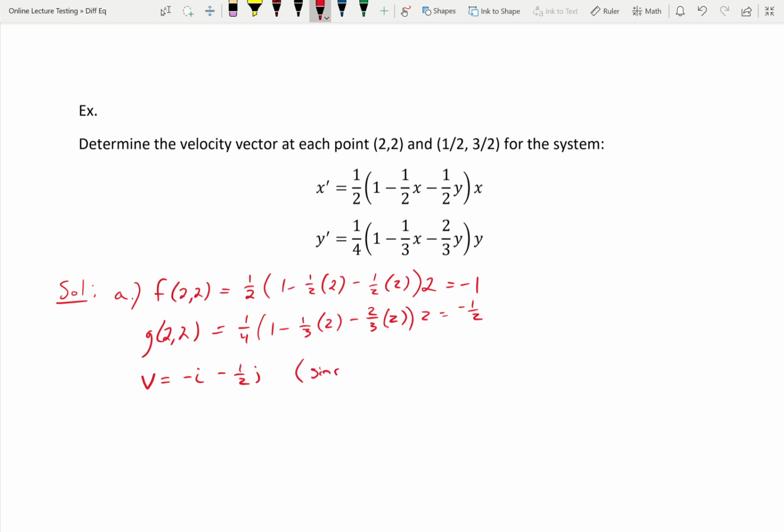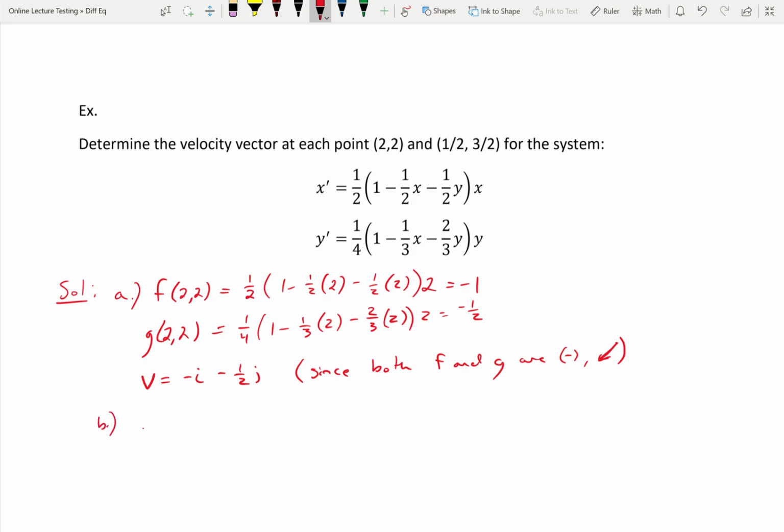And since both are negative, the tangent line would be going down and to the left. Remember what we did back in sections 4.5 through 4.7 when we talked about the phase plane. If both values are negative, it's going down and to the left. The slope would be positive, but the direction of travel is down and to the left.